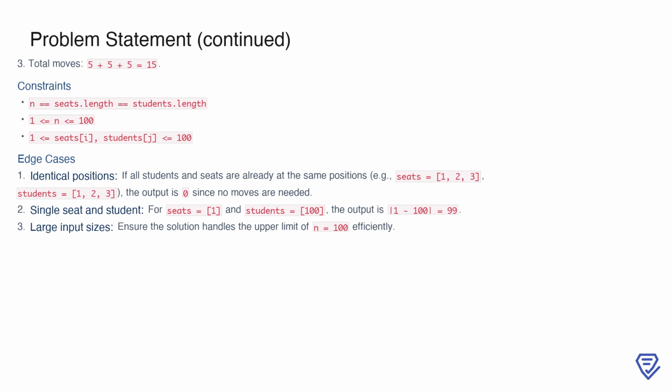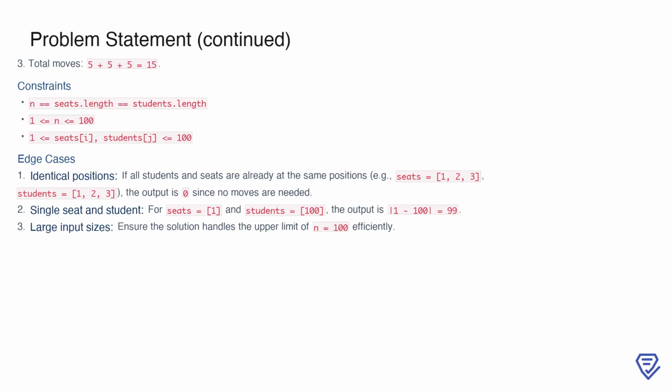Let's now review the constraints and edge cases. The lengths of the seats and students arrays are always equal, and the size of these arrays can range from 1 to 100. Additionally, the positions in both arrays are positive integers ranging from 1 to 100. For edge cases, if all students are already seated at the correct positions, the output is 0 since no moves are needed. For a single seat and student, the output is simply the absolute difference between their positions.